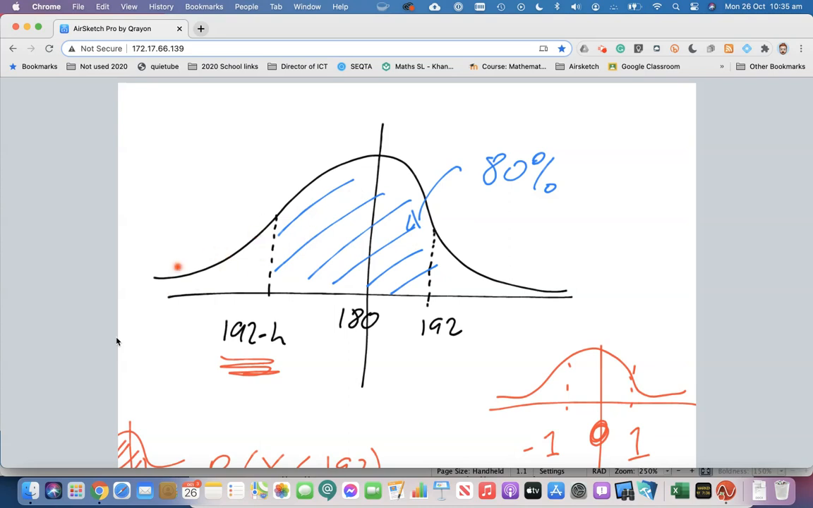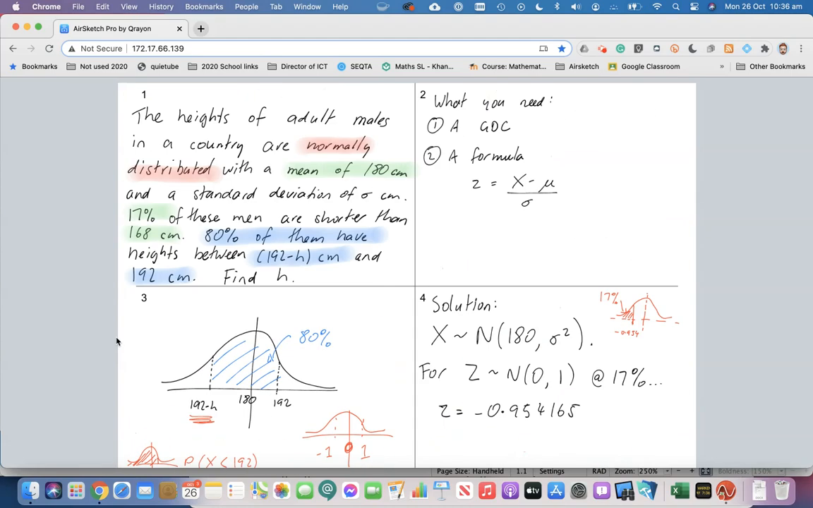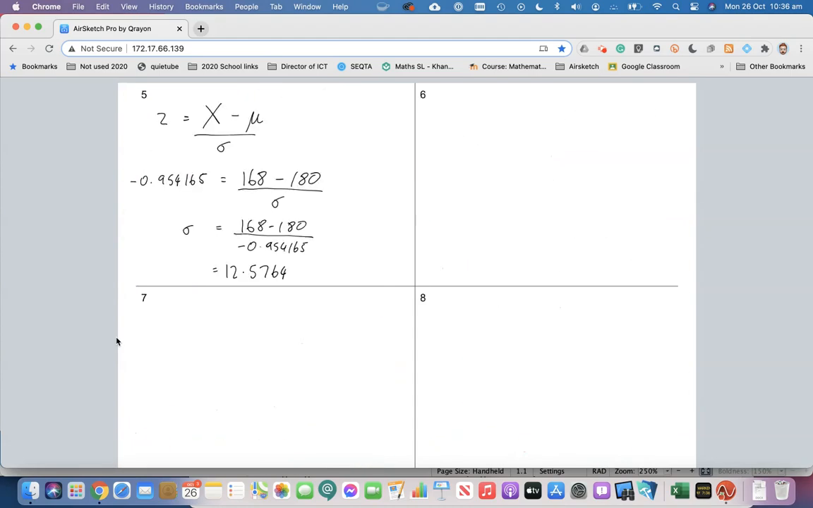If we can work out what all of this is, then this bit is going to be all of this minus 80%. So all of this minus that must equal that. Okay? So here we go. The probability that x is less than 192 is going to be what?